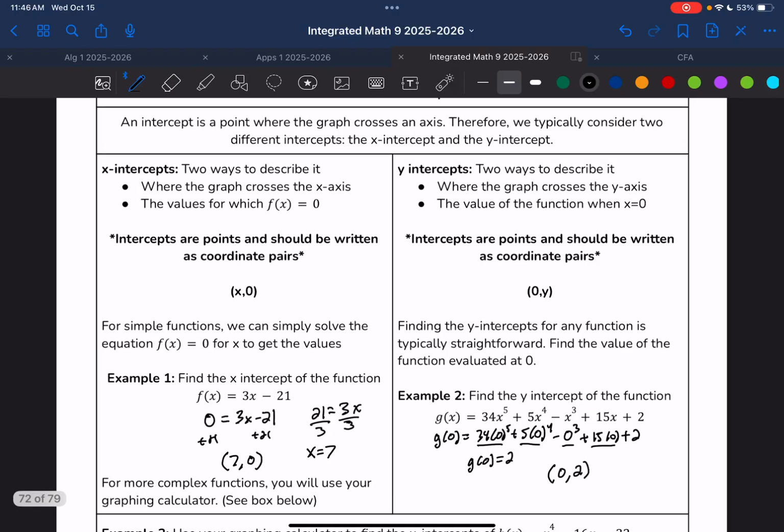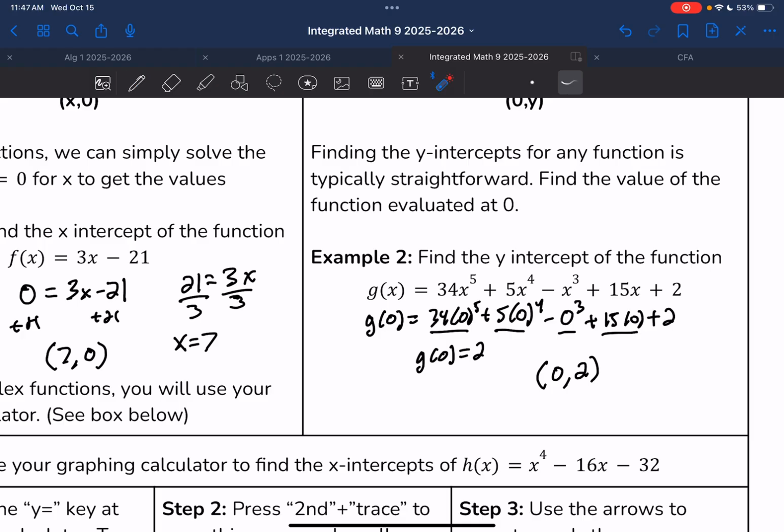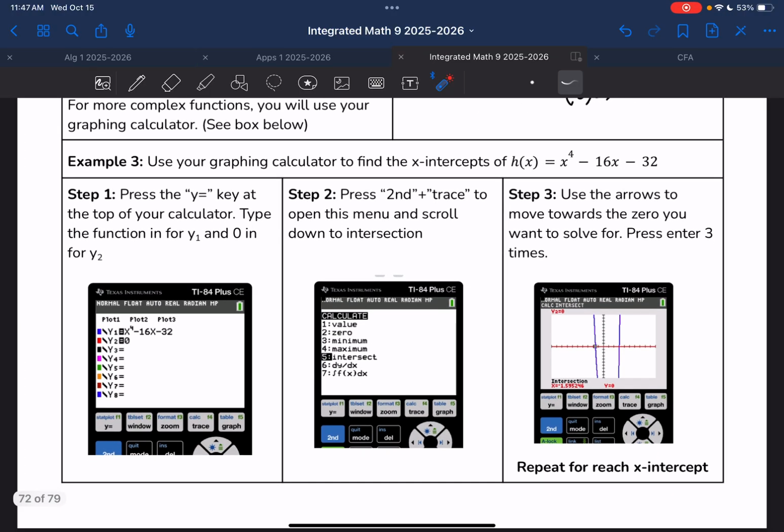If you have more complicated functions, we can't just set y equal to 0 and solve it in a straightforward manner, right? Like, imagine thinking about when this function is equal to 0. It's not very straightforward. So this is where we're going to use our graphing calculator. We're going to start using technology to find these y-intercepts.